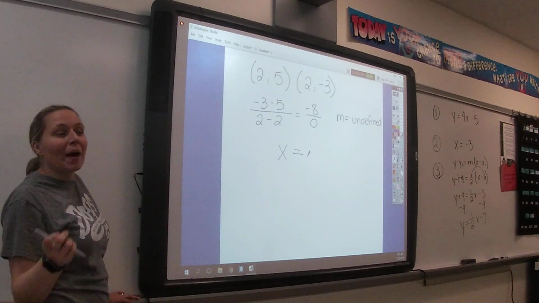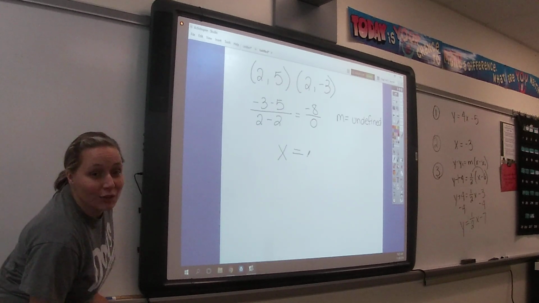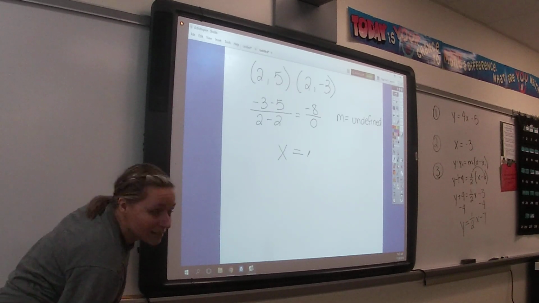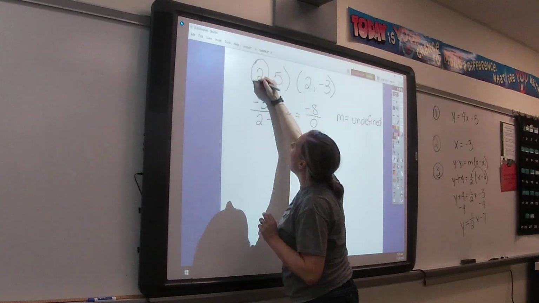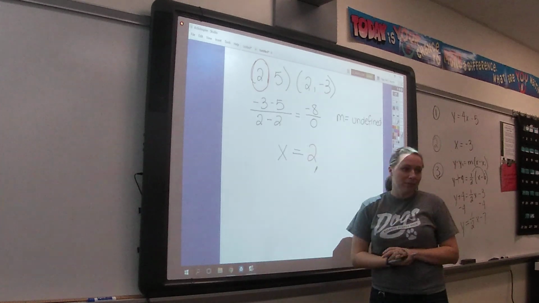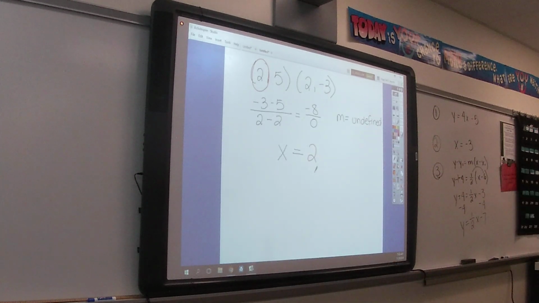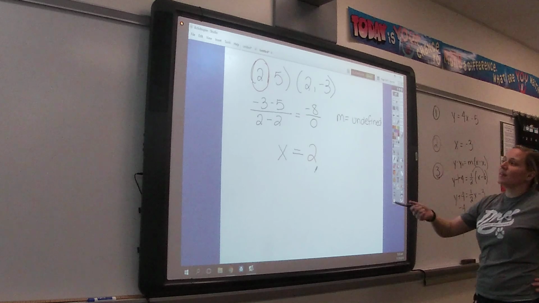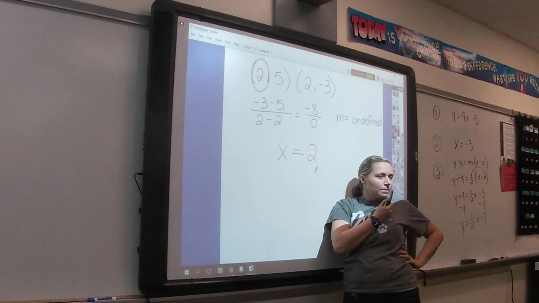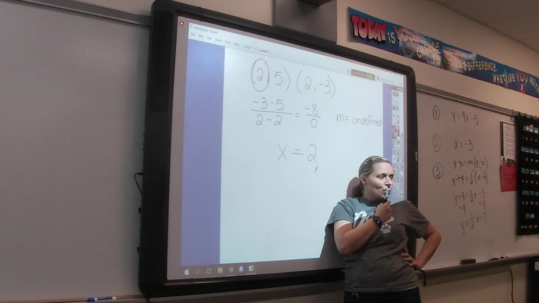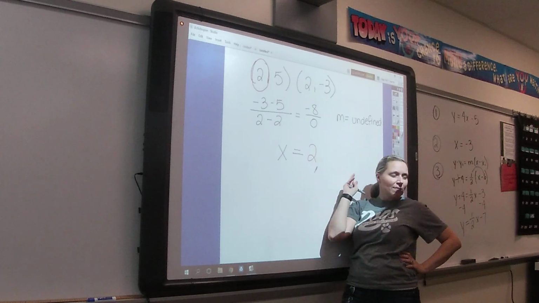Okay, so then we need to go back up to the points and look and see what the x value is. Just like we did in the POD, we're looking up here and saying, oh, x is 2. Now, what happens if those x's aren't the same? What if this is a 2 and this is a 4? Is x equals 2 the same thing as x equals 4?